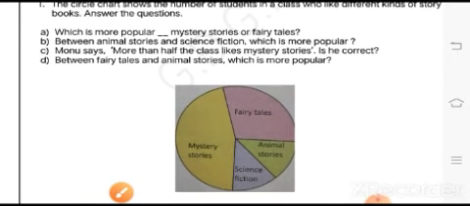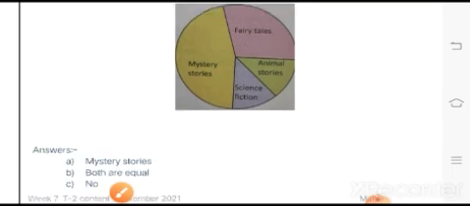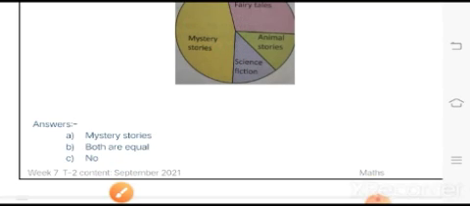Next is, Monu says more than half the class likes mystery stories. Is he correct? If we observe the mystery stories, we see that the area covered by it is less than half, not more than half. That means he is not correct. So we write no for part C.